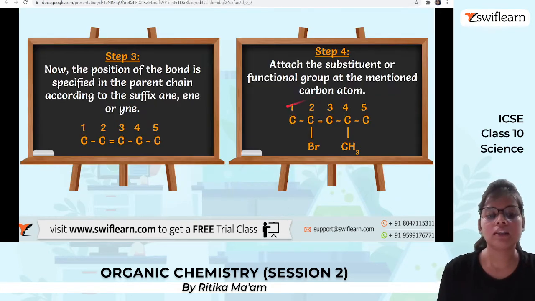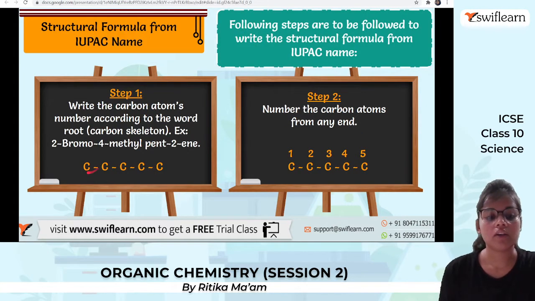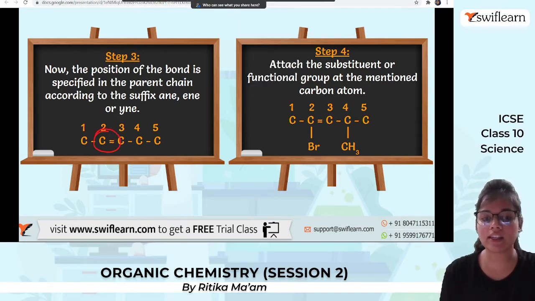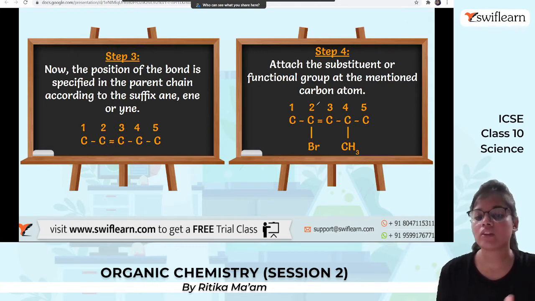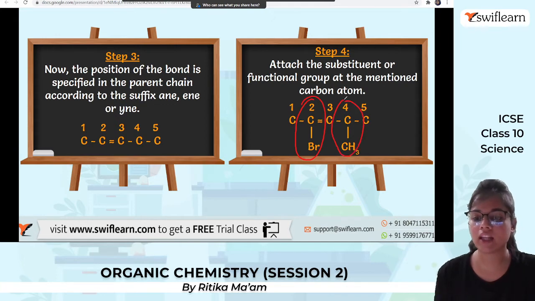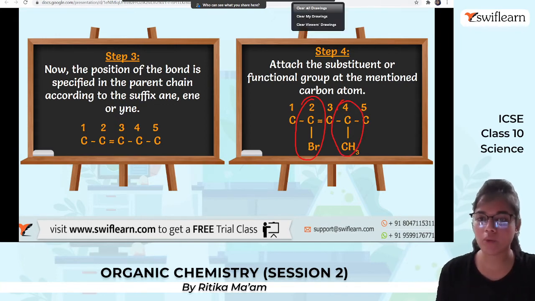Next, we know that at 2 there is bromo, at 4 there is methyl, and at 2 again ene, that is a double bond. So first we will be adding a double bond from 2. Since it is ene; and if it is yne, add 3 bonds, and if it is ane, that is alkane, just add 1. Then attach the substituent or any functional group which is mentioned. So 2-bromo, 4-methyl. Okay, so that is how we name it.